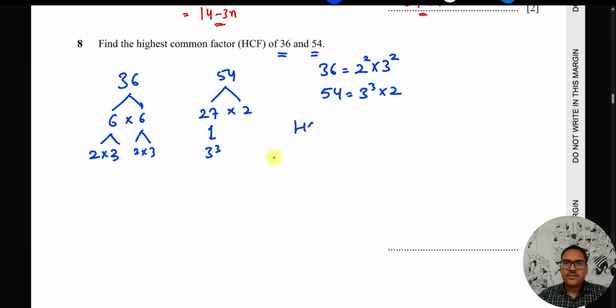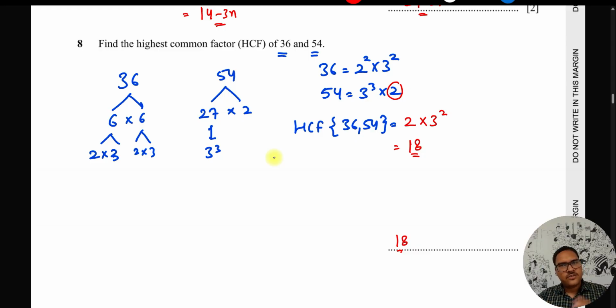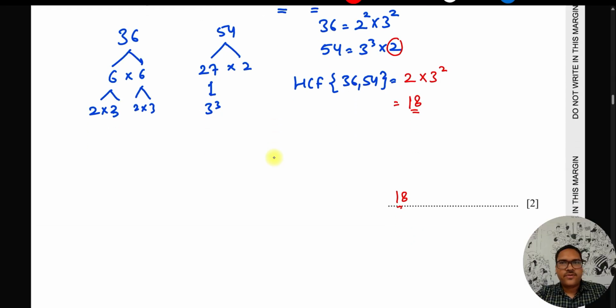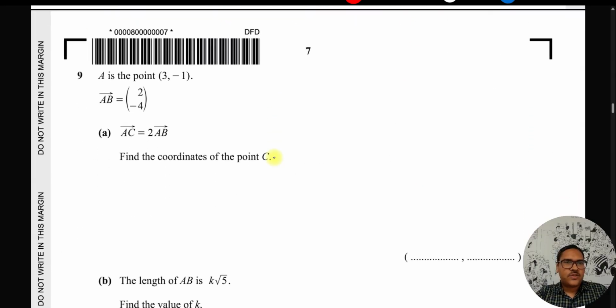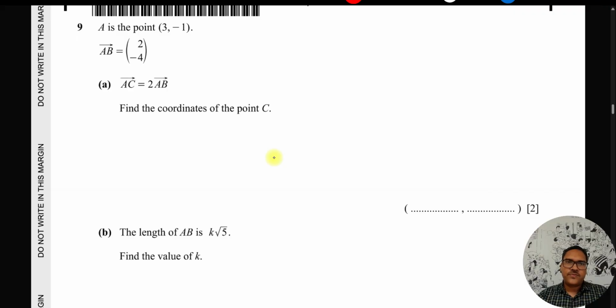Now for the HCF of 36 and 54, we'll take what is common. Here you can see there are two 2's in 36, but only one 2 is common. And how many 3's are common? Two 3's are common, that is 3 square. So this is 9 into 2, which is equal to 18. This is the answer. Or otherwise, you can write the factors of 36 and 54 and see what is the highest common factor. This is another way to solve this question. 18.